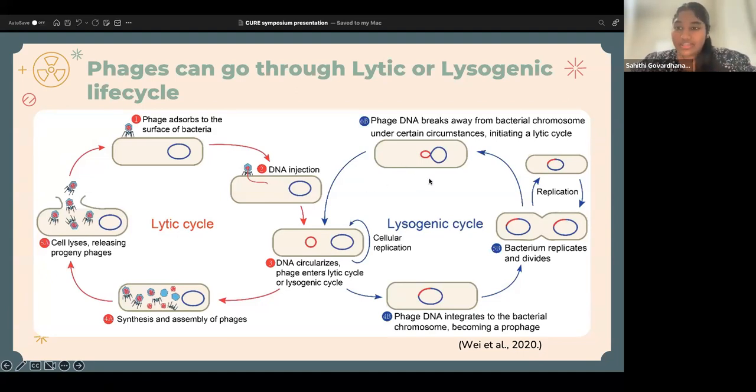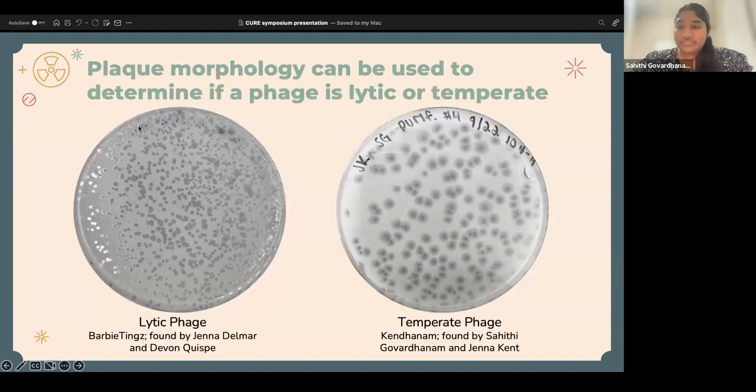And after it breaks away from the bacterial chromosome, it's going to go the same way as the lytic life cycle by replicating the DNA, producing phage proteins, assembling into mature phage particles and lysing out of the bacterial cell. So there are two different types of bacteriophages, a lytic phage and a temperate phage. A lytic phage can only go through the lytic life cycle, and a temperate phage can go through the lytic life cycle or the lysogenic life cycle. And a temperate phage usually makes this decision based on the environmental condition inside the bacterial cell and outside the bacterial cell.